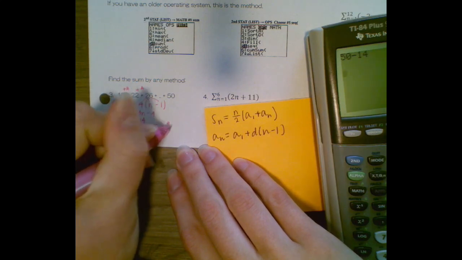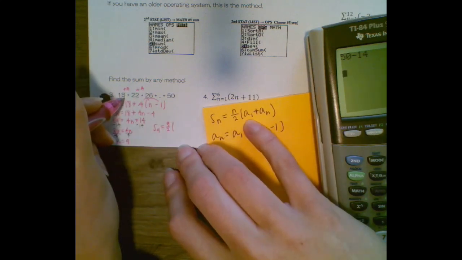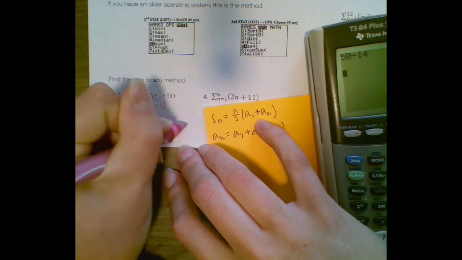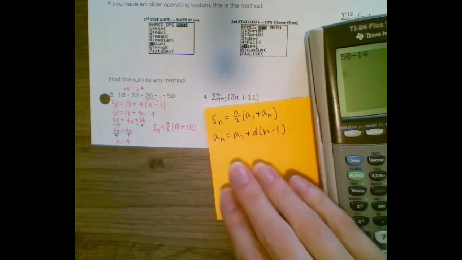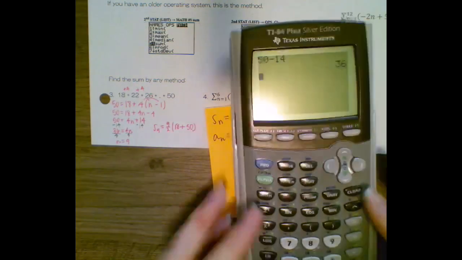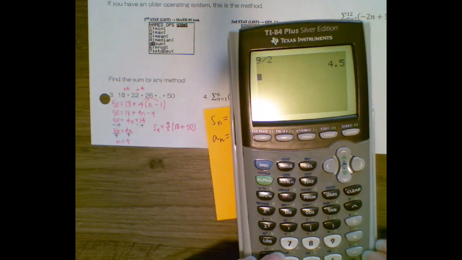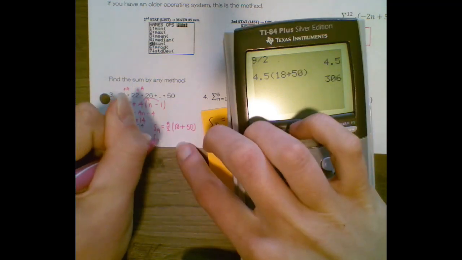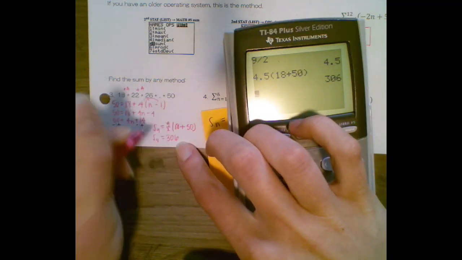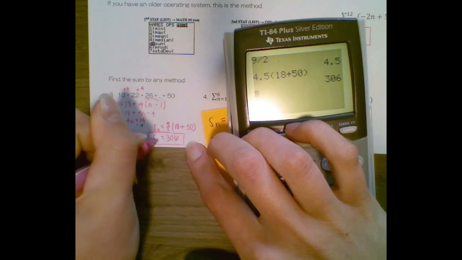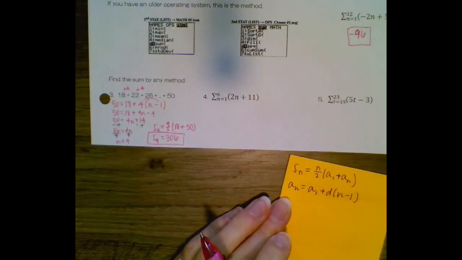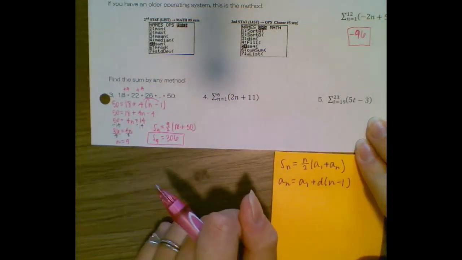So 9 divided by 2. First term was 18, and the last term was 50. So I'm going to type that in my calculator. 4.5 times 18 plus 50. I got 306. Okay. So that one required some work.